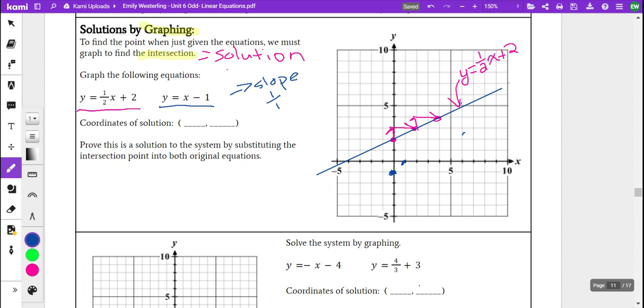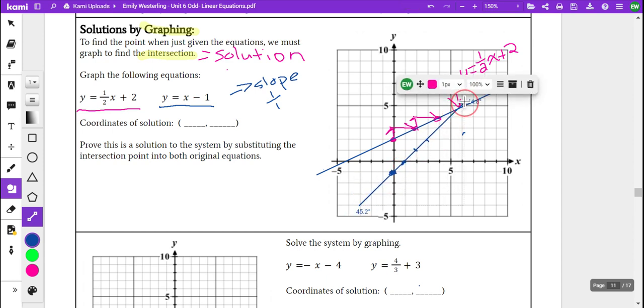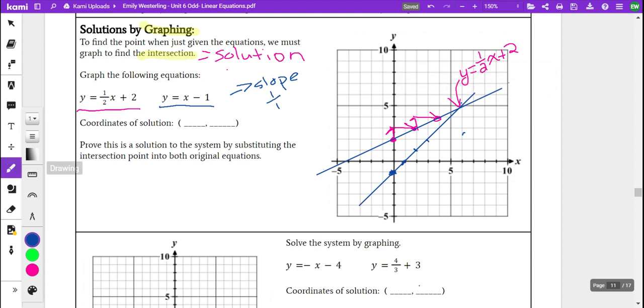So I'm just going to count up 1 over 1. Up 1 to the right 1. They're both positive. Up 1 to the right 1. Both positive. And again, I'm making a few more dots so I can make a pretty accurate line. Now I'm going to graph that line straight through. Oh, and it looks like they cross over right there. So this is my line, y equals x minus 1.